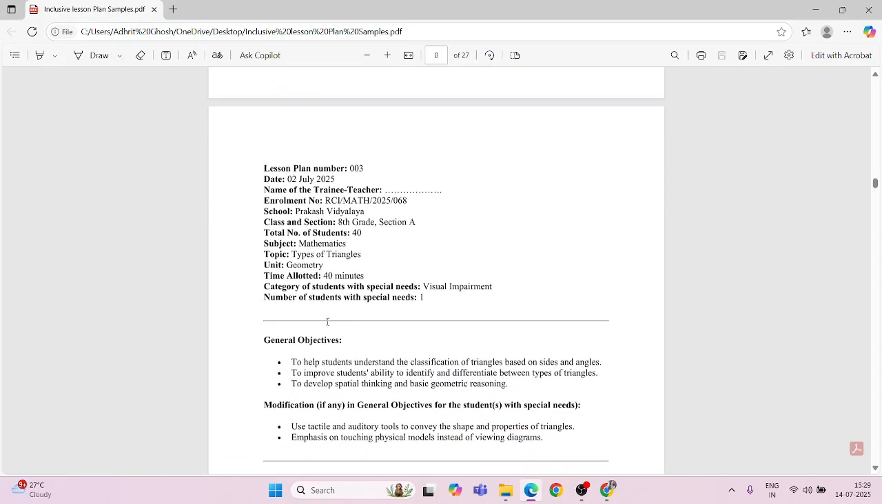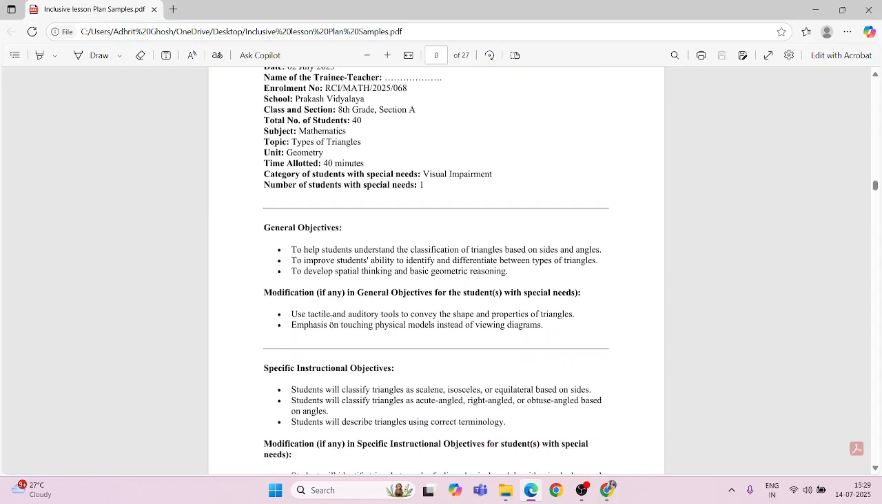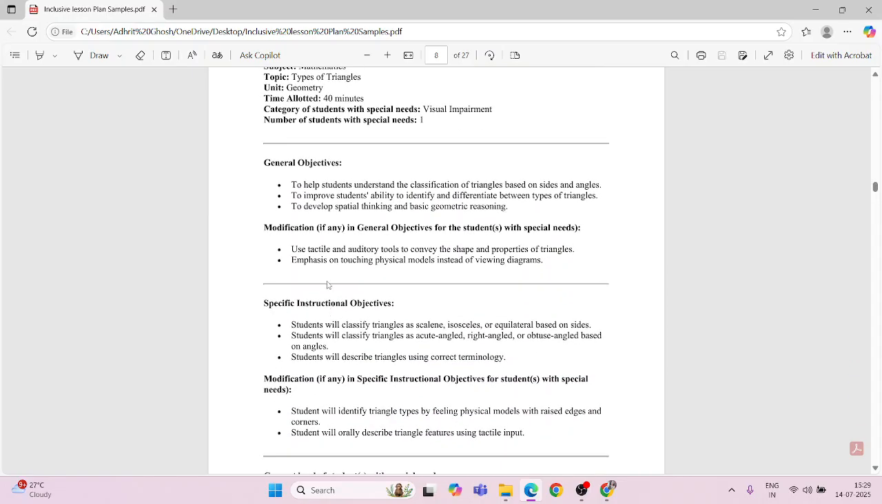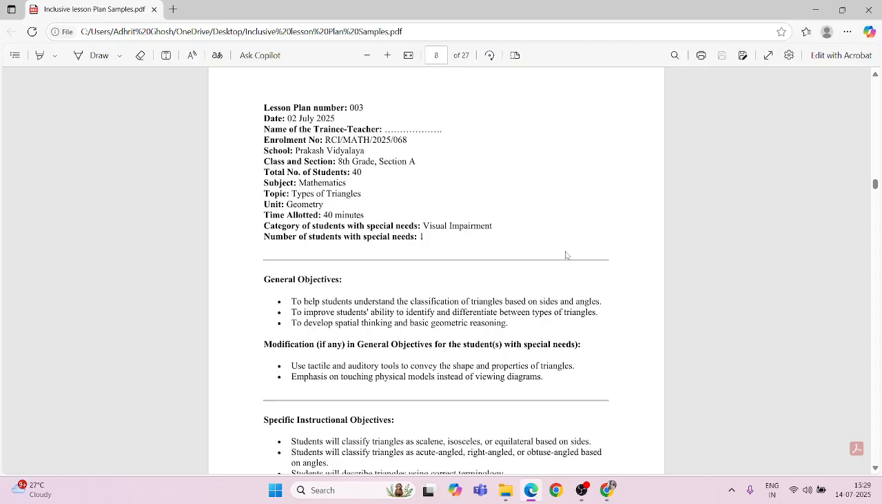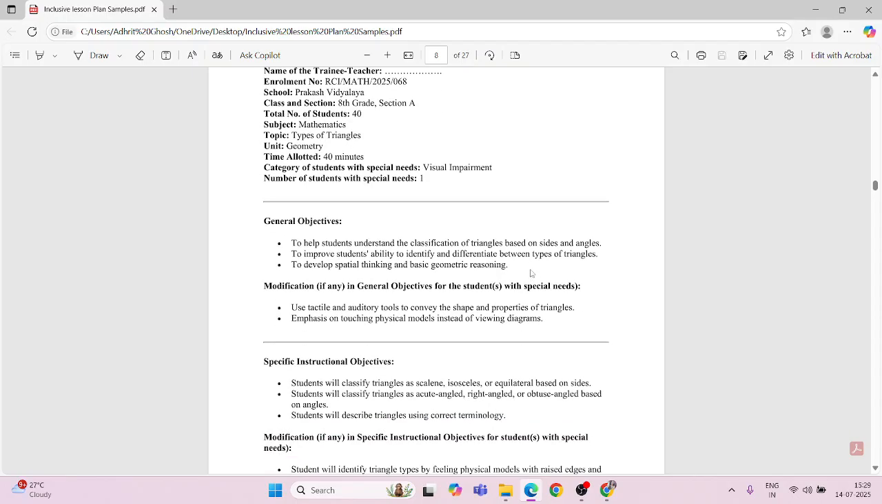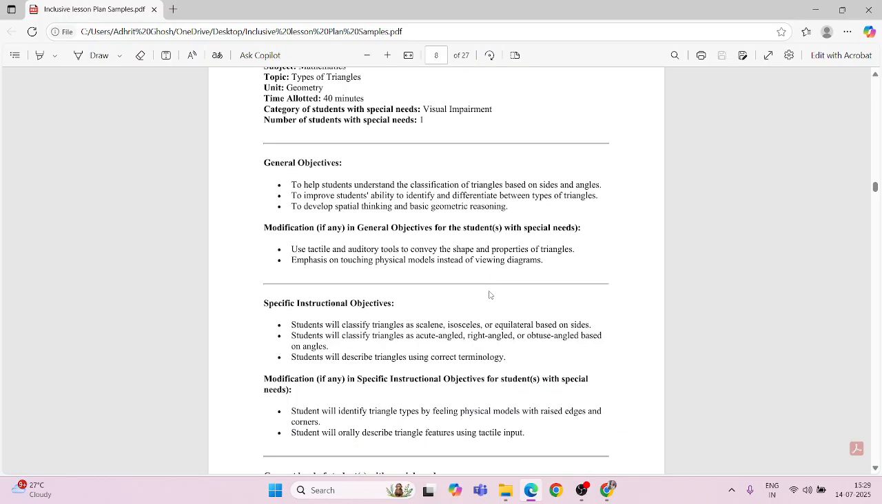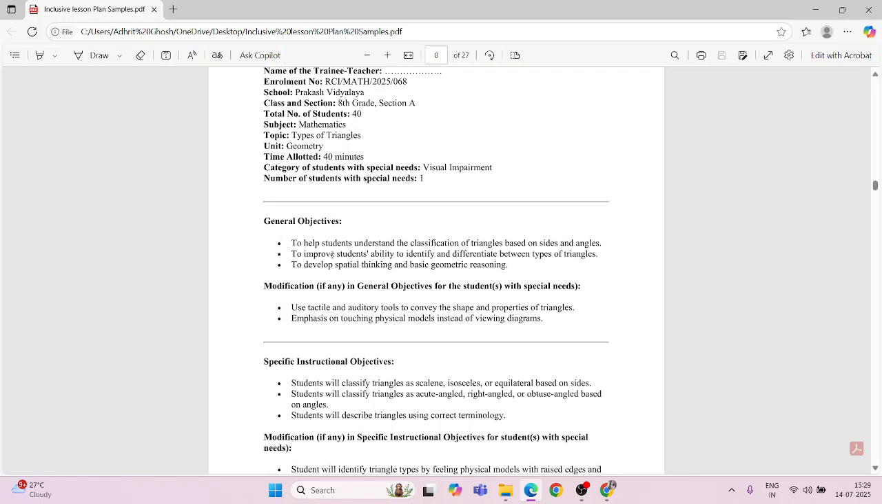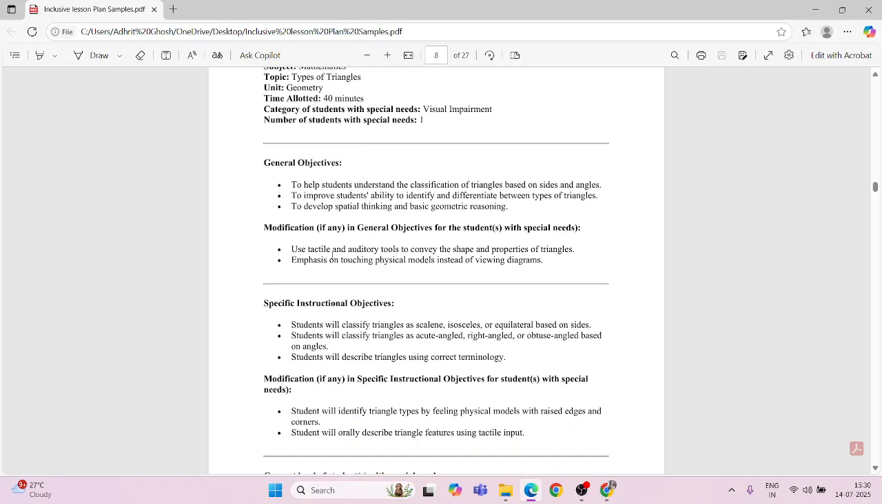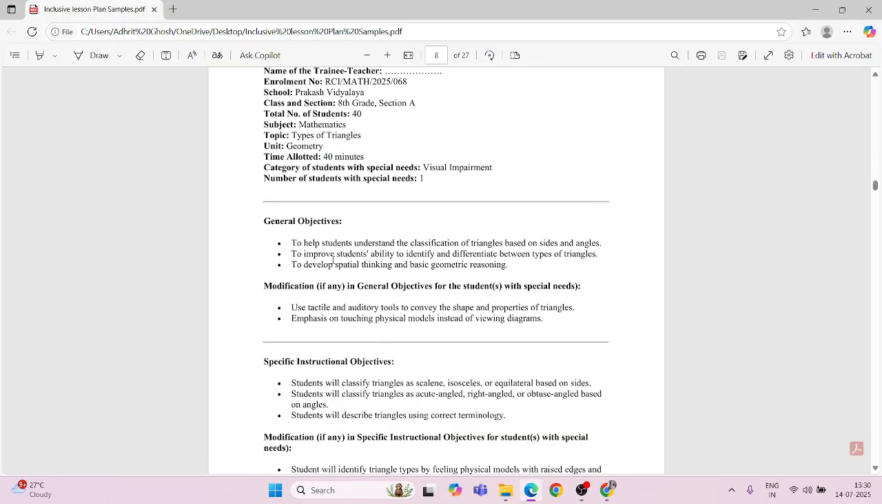Now let's take up another lesson in mathematics. Here again you have the general objectives and the modification part. Here we have one child with visual impairment. Okay, so teaching mathematics to a visually impaired child is quite tough. So you have to use more of tactile and auditory tools to convey the shapes. Here, the child is being taught the types of triangles, and the topic is the history topic was Indus Valley Civilization, and this maths topic is types of triangles.